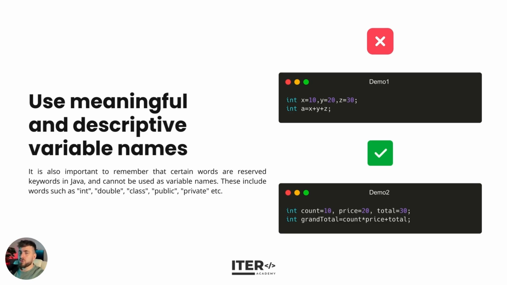It's also important to remember that certain words are reserved keywords in Java and they cannot be used as variable names. These include words such as int, double, class, public, private, and so on.